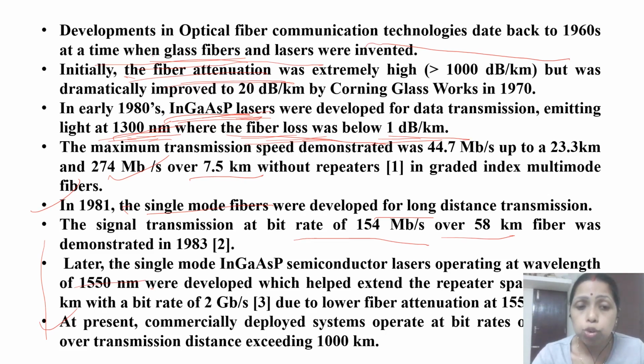If you go for 1550 nanometer, if you design the optical fiber to use a signal wavelength of 1550 nanometer, it can give a high speed of 2 gigabit per second, it also has less loss, and it can extend up to 1000 kilometer. Normally nowadays 1550 nanometer optical fibers are used, which give gigabit per second speed.